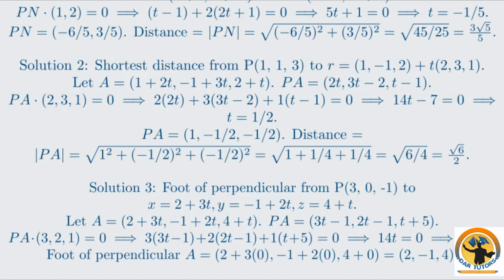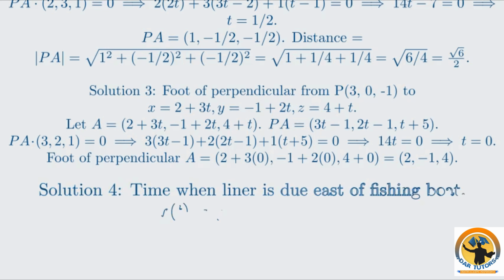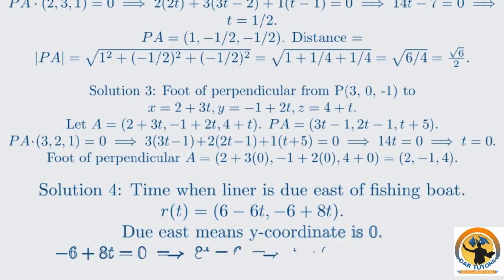For question 4, the liner is due east of the fishing boat after 0.75 hours. Due east means the y-coordinate is 0. We set the y-component of the position vector, -6 + 8t, equal to 0, and solve for t. This gives t = 3/4 of an hour.